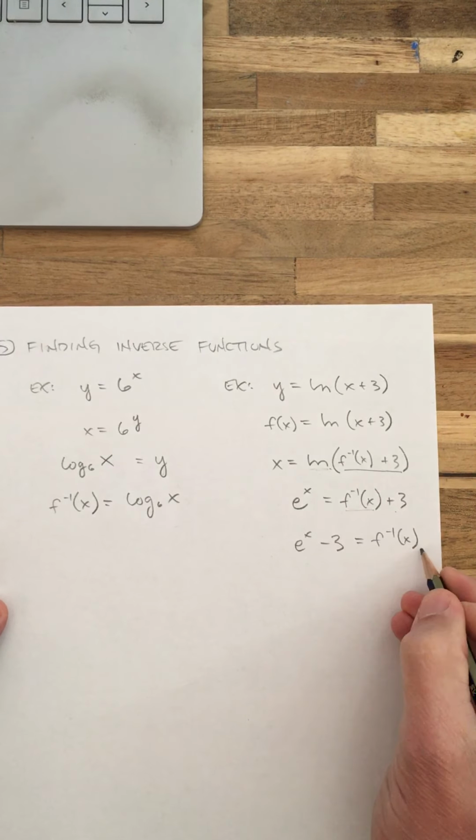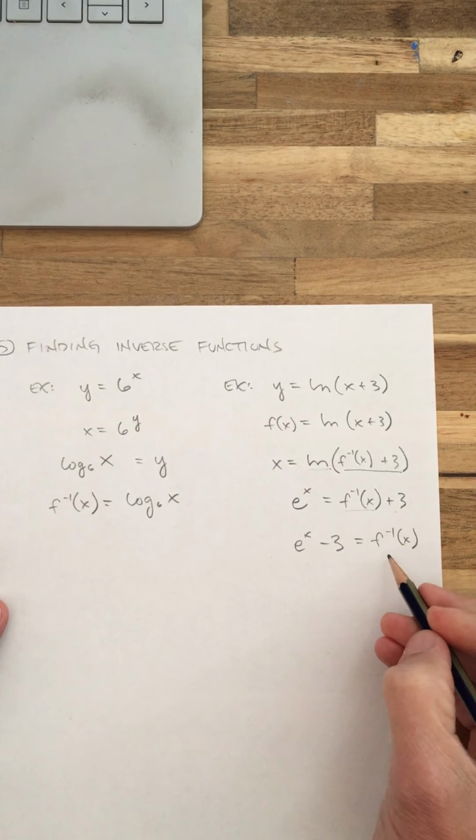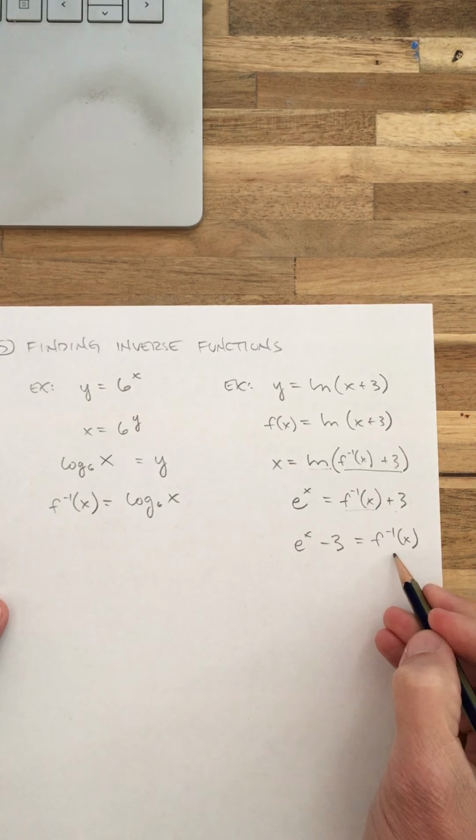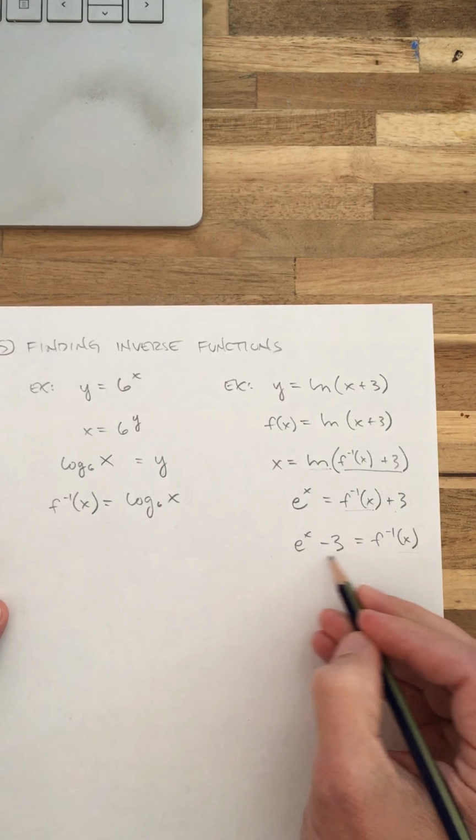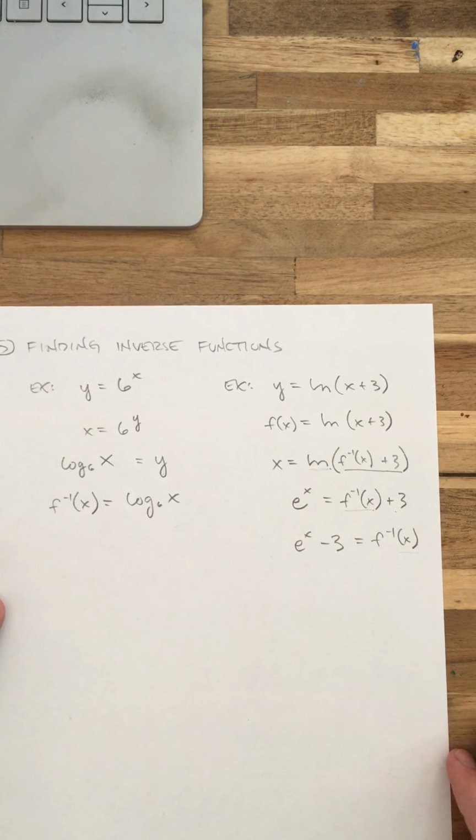Okay, and now just write that first. If you want, you don't have to, but I usually like to write this guy first. f inverse of x equals this, okay? But still, that's the right answer, okay?